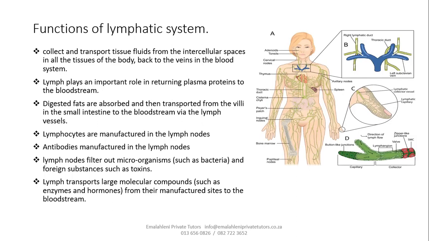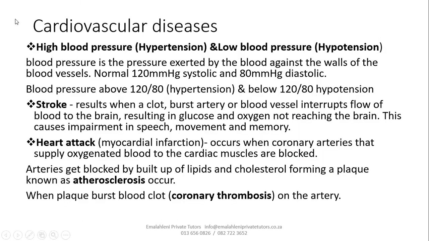our body against foreign antigens. Now we have antibodies manufactured in the lymph nodes as well, for protection of our body. Lymph nodes filter out microorganisms such as bacteria and foreign substances such as toxins. Lymph transports large molecules and compounds such as enzymes and hormones from their manufactured sites to the bloodstream. So you find that the lymphatic system plays a very important role in our circulatory system.